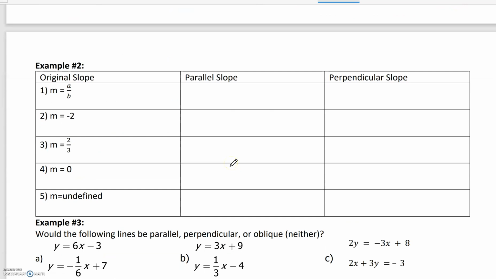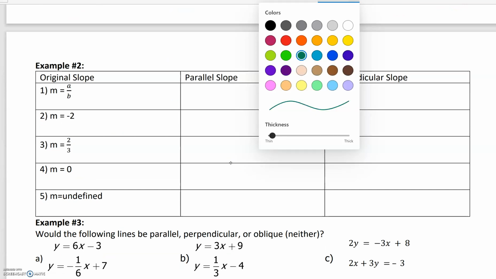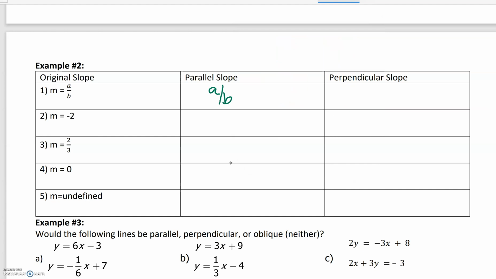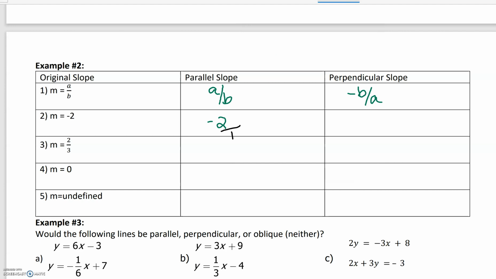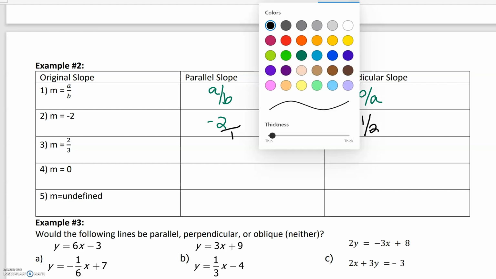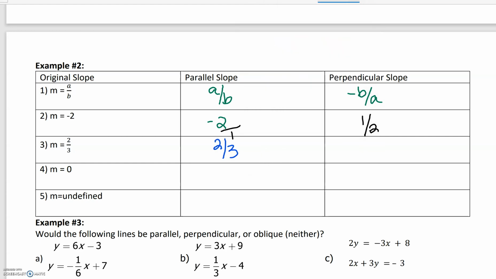All right, so let's go ahead and identify what would be a parallel slope. If our slope is A over B, it's going to be the same, A over B. Then for perpendicular, we're going to flip it and change it to a negative. For this one, -2, parallel would be the same. And how do we flip a -2? Well, think about it, it's over 1, so it's going to be 1 over 2, and then it's going to turn positive. Number 3 is going to be 2/3 for parallel, because it's again the same. And then this one is a flip, 3 over 2, and change the sign.